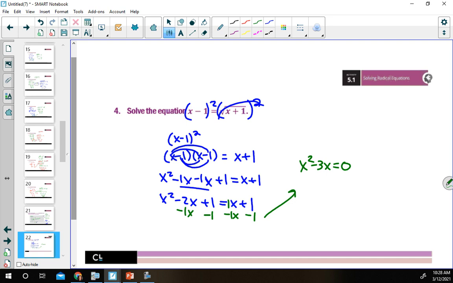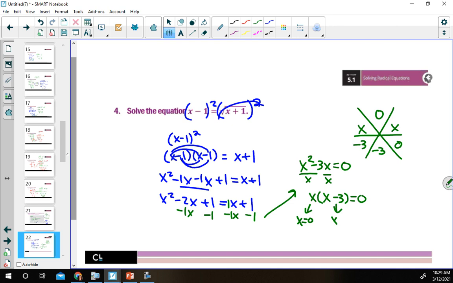So you could snowflake this. I would prefer you notice that there is a GCF. If you take that GCF out, x squared divided by x is x, and this would give me 3. If you snowflaked it, your a times c would be 0. Your b is negative 3, x and x, so it multiplies to 0 and adds to negative 3: negative 3 and 0, which is the same as what I have. This x is just x plus 0. Remember, whenever we're doing the zero product property, anytime you see an x, you solve it. So I have x is equal to 0 and x is equal to 3.